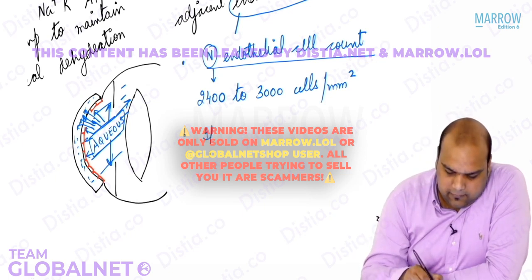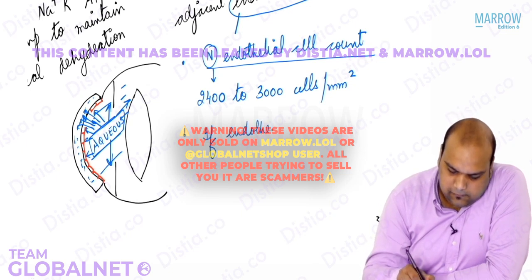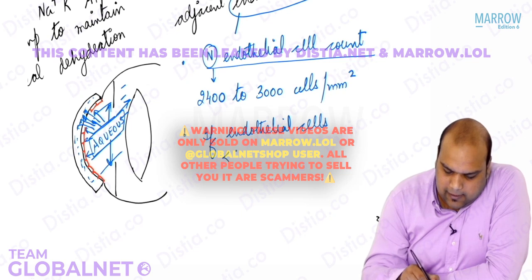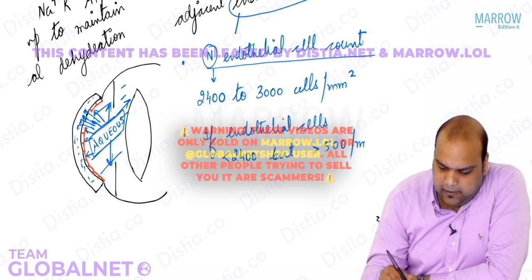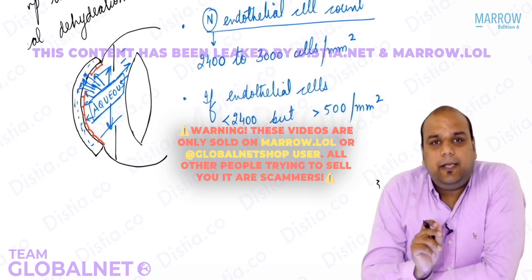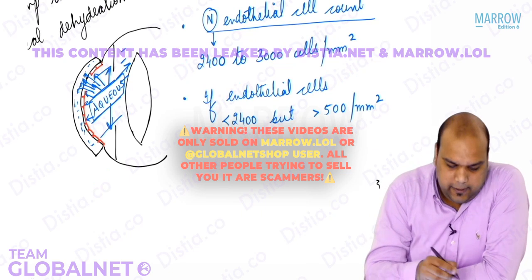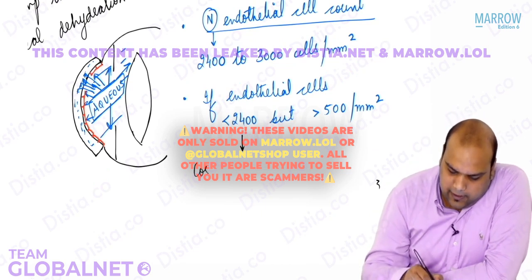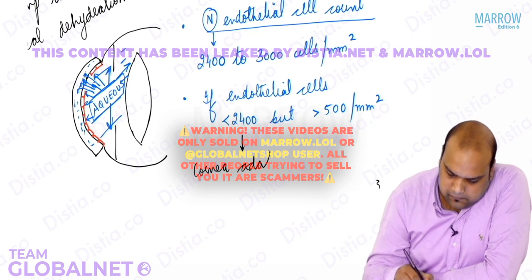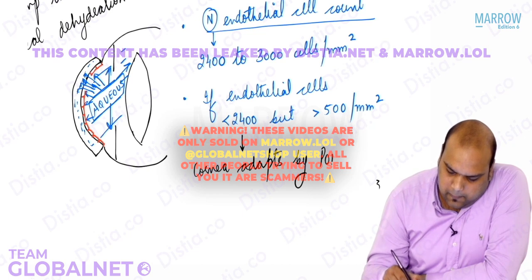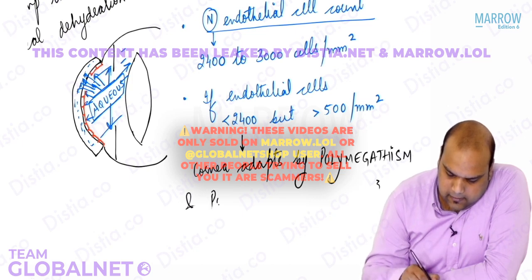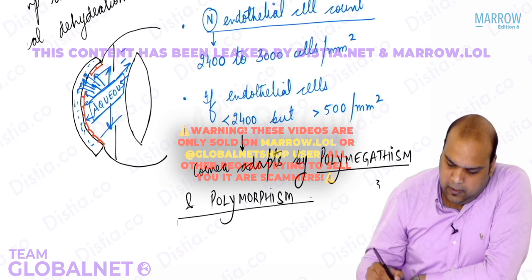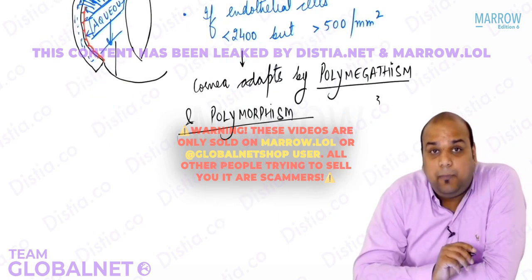Okay. If the endothelial cells are less than 2400 but more than 500 per millimeter square, then what occurs is the cornea adapts by polymegathism and polymorphism.